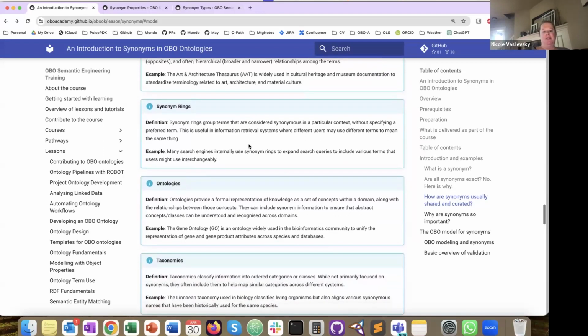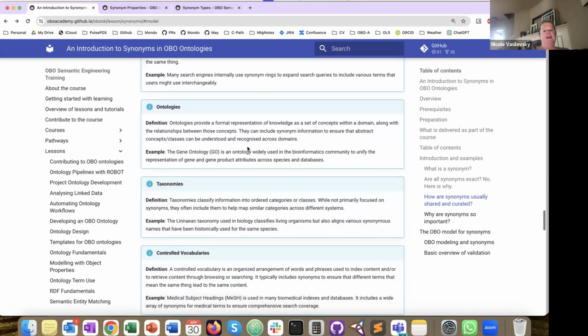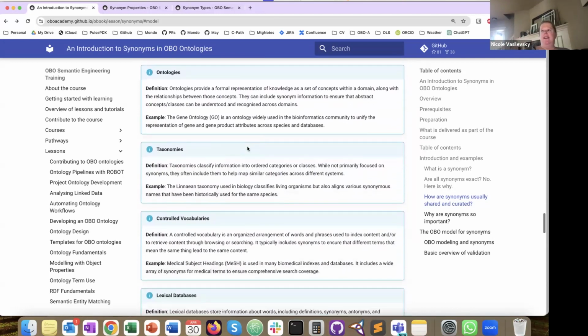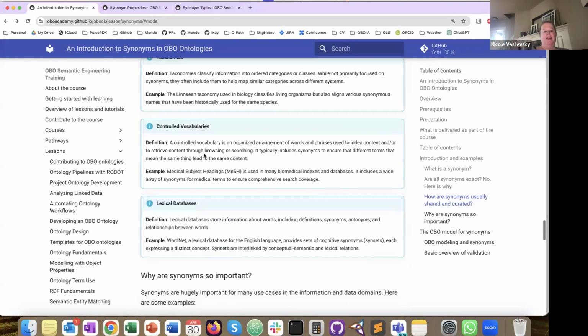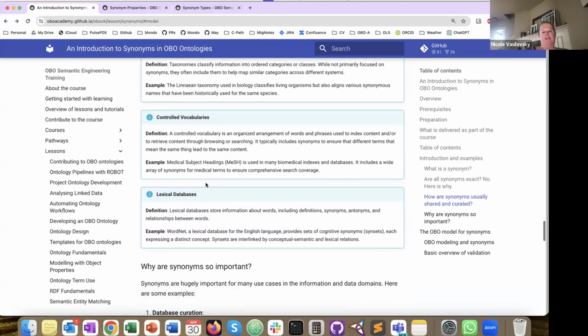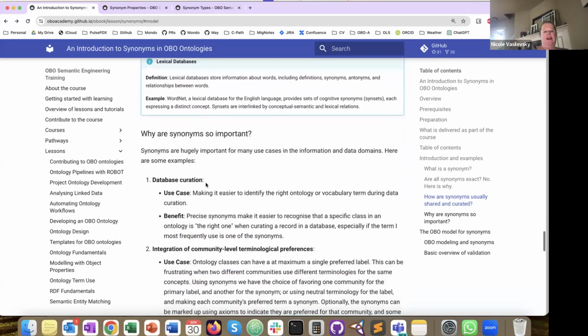There are synonym rings, which are groups of terms that are considered synonymous in a particular context without specifying the preferred term. So you get the idea of several different terms that are used synonymously. As we know, we use ontologies to provide a formal representation of terms within a domain and also provide the synonymous terms in the ontology. And without going into too much more detail, taxonomies, controlled vocabularies, and lexical databases are also other sources of synonyms.